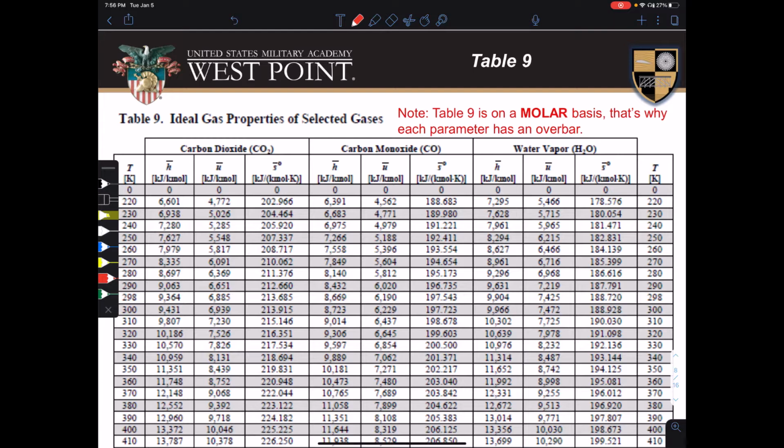Lastly, let's look at table 9, which is our ideal gas properties of selected gases other than air. So we have our H bar, U bar, and S degree at temperature T bar. So these are all on a molar basis. So it's important to understand that's where the bar comes from. And you look at the units, we have kilojoules per kmole. All right, so pay attention to that when you're using those in your problems.